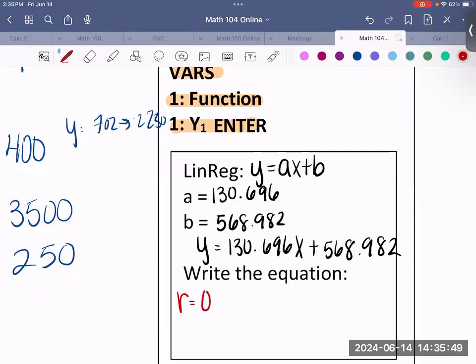So if we round this value to 4 decimal places, we should get 0.9995. Now, is this a really, really strong fit? Is this really close to 1 or -1 if it's trending downwards? This should be really close. So if it's an almost perfect fit, what do you expect to see? So this is nearly exact.